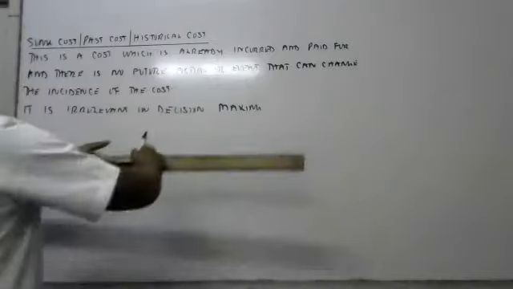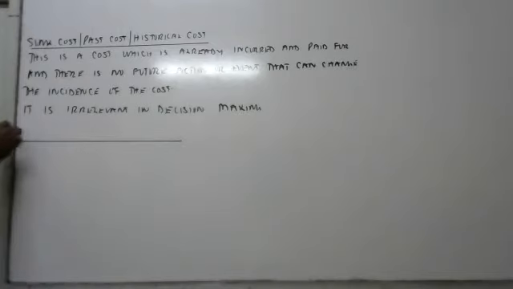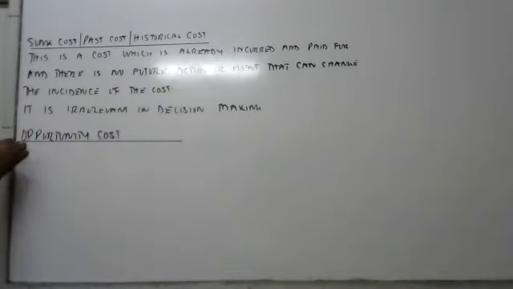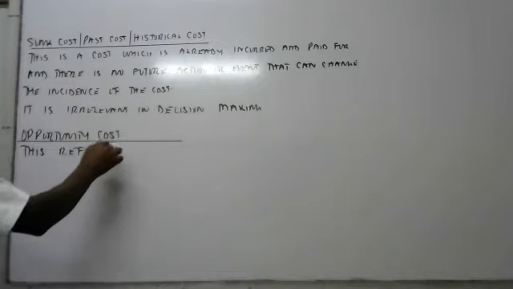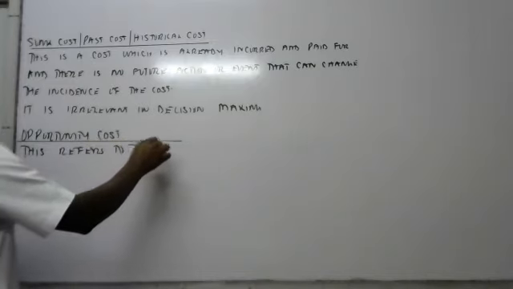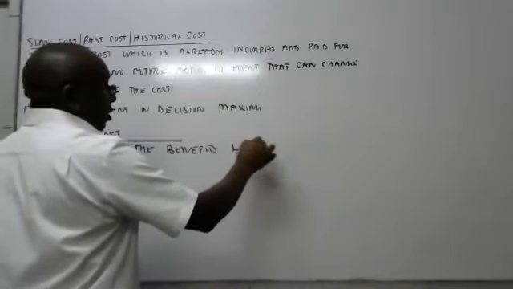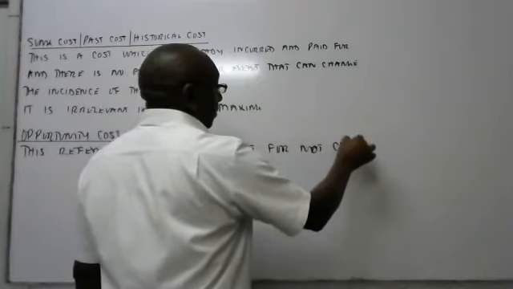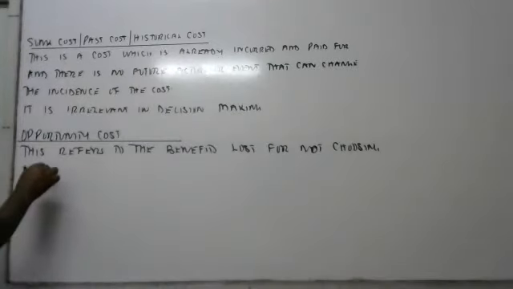The other one is opportunity costs. Opportunity costs, and write that this refers to the benefits lost for not choosing a particular option.